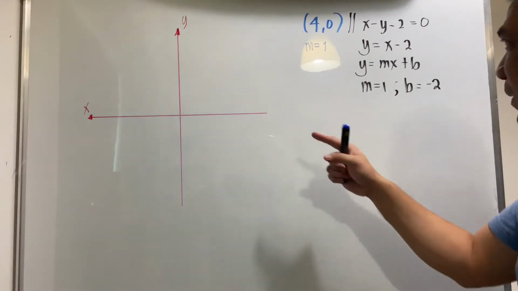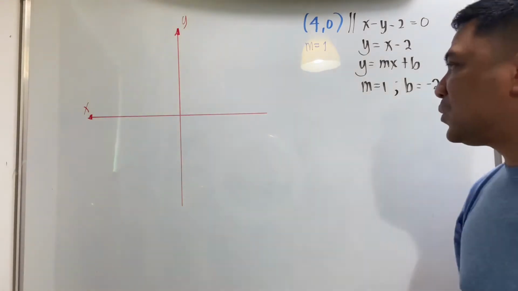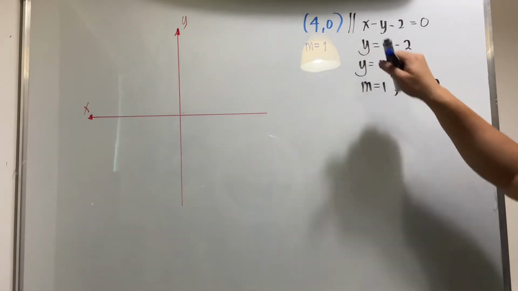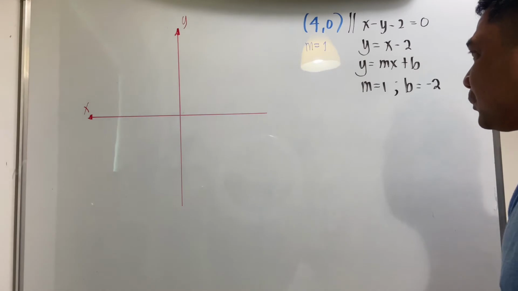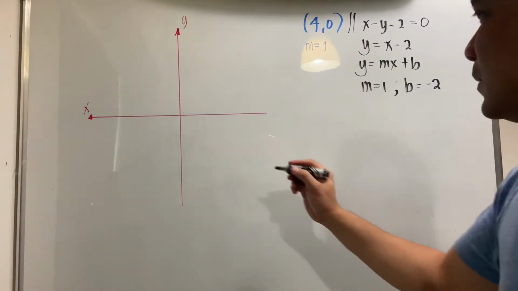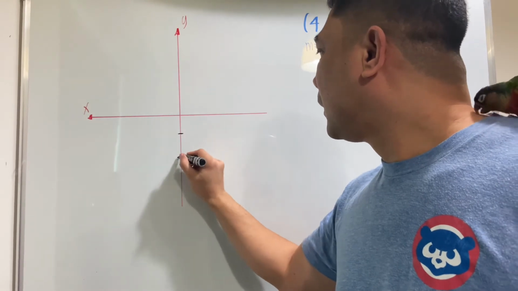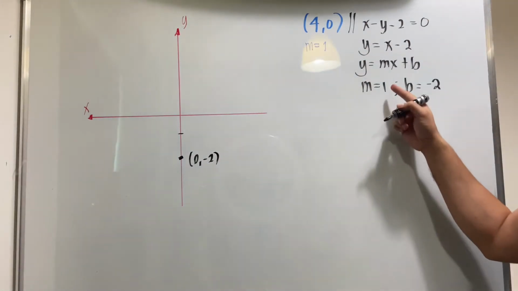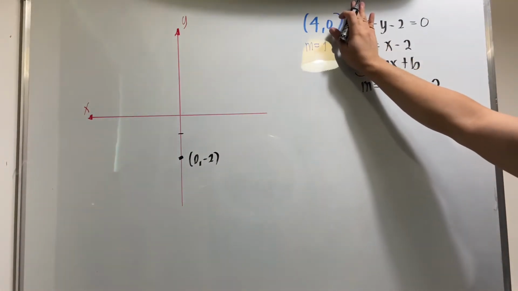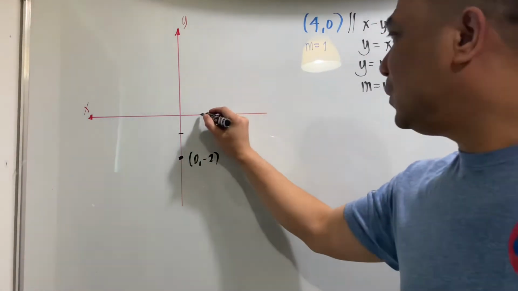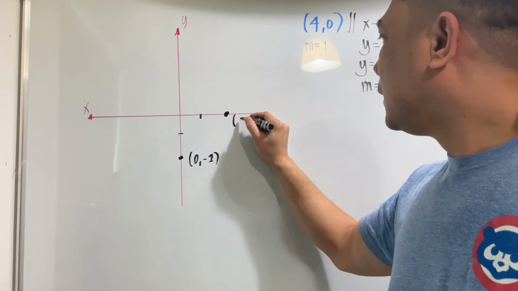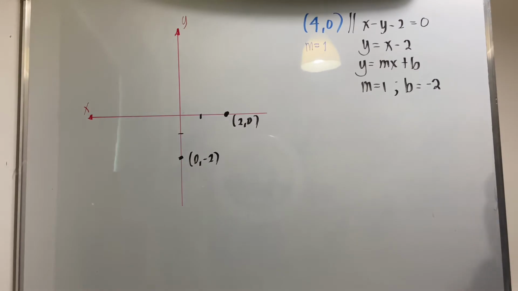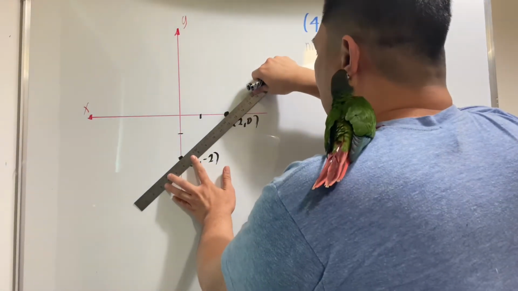So let's try to graph this to better visualize what the problem means. At x = 0, y = -2. So I'll try to graph the other line. At x = 0, y = -2. And then at y = 0, if you make this one 0, x will be positive 2. So this will be (2, 0). If you connect those points, you will have it like this.